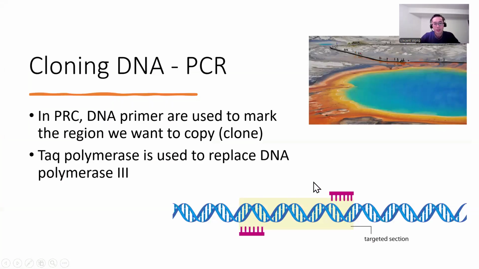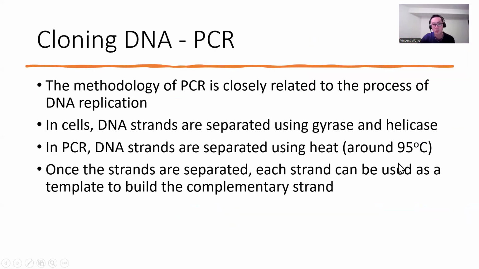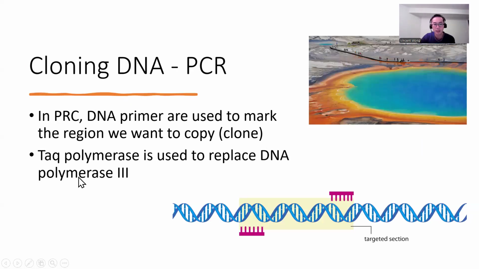Okay. So then if this is the gene, then I would create the primers that are complementary to the beginning and the ends of the gene. And normally in a cell, we would have DNA polymerase 3, which would be doing the actual copying. But because we have to heat things up to quite high temperature in PCR, we cannot use the DNA polymerase 3. Okay? It's going to denature the protein and nothing's going to get copied.